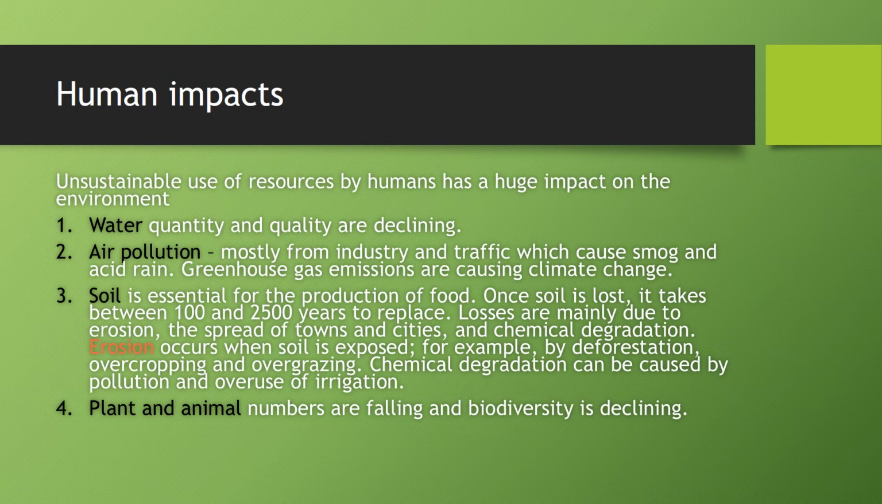First up, we'll have a look at human impacts. So, unsustainable use of resources by humans has got a huge impact on the environment. The main things we're focusing on is water quality and quantity, so how good the water is and how much of it. That's actually declining. We've got more and more air pollution from industry and cars and acid rain, and that's contributing to more greenhouse gas emissions. Then our soil is actually eroding as well, and plant and animal numbers are falling too.